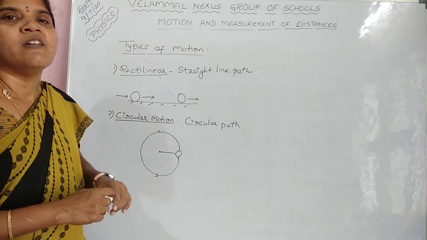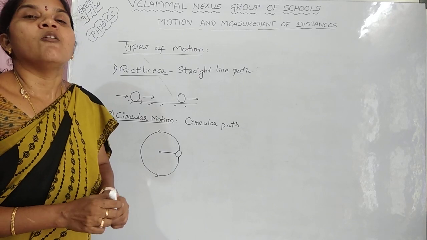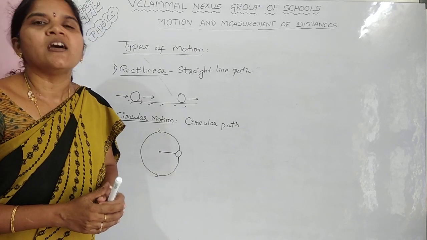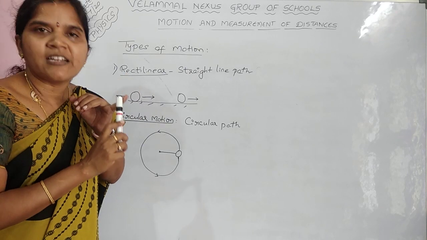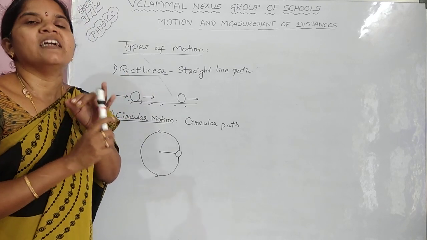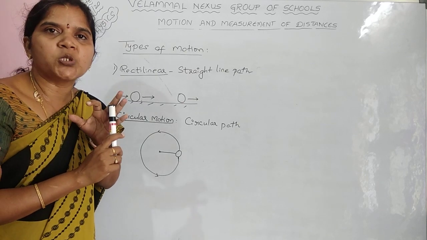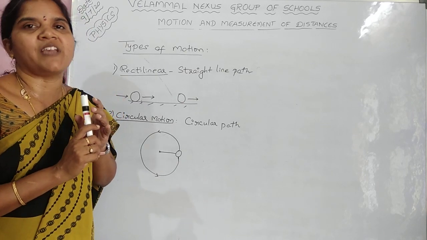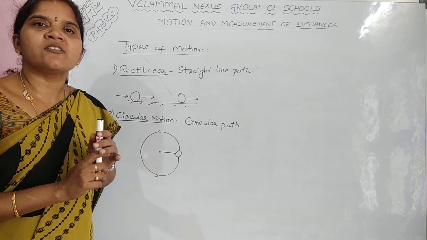Remaining types of motion we'll discuss tomorrow, children. Hence, what have we covered in today's class, children? How to find the length of a curved line. Rest and motion we have covered very clearly. And the last one is the types of motion. Rectilinear motion and circular motion we have covered, children. I hope you understood, children.